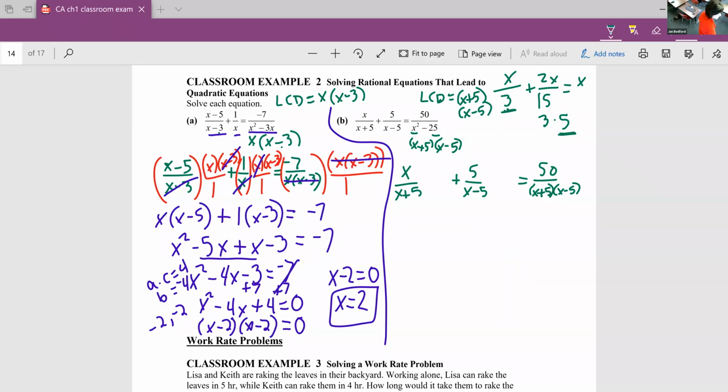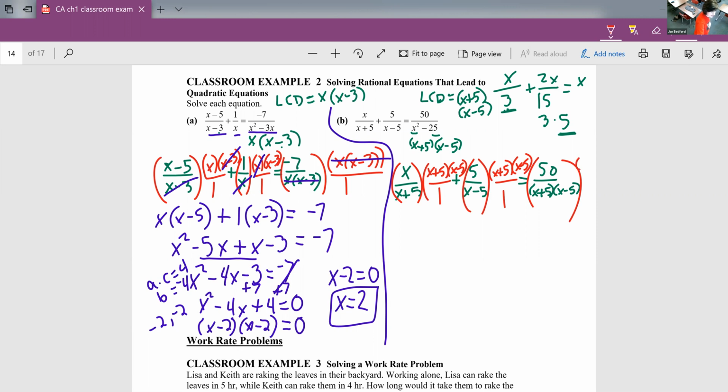Okay, so I've rewritten the problem, and what do I need to do with that LCD now? Multiply what by the LCD? Every term, both sides. So that first fraction gets multiplied by x plus 5 times x minus 5, and I can put that over 1. The second fraction gets multiplied by x plus 5 times x minus 5, and again, I'll put that over 1. And my last fraction on the right side is x plus 5 times x minus 5, and I'm just writing it that way because I ran out of room, over 1.